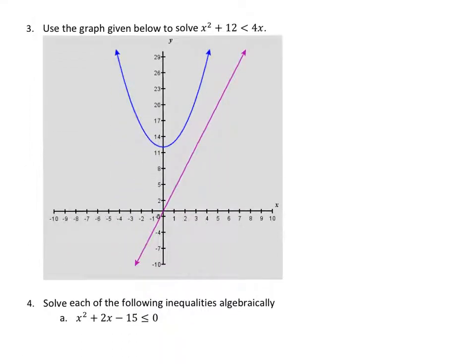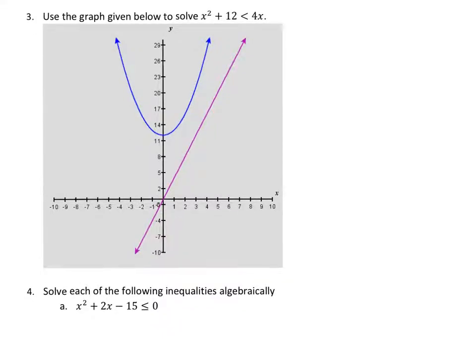Okay, now we have one more of these graphical ones. Again, the expression on the left is the parabola, because it has an x squared. The expression on the right is the line. We want to know, where is the parabola lower than the line? Remember, less than means lower. But the parabola is never lower than the line. You can see that from the graph. So in this case, there's no solution because it never happens.